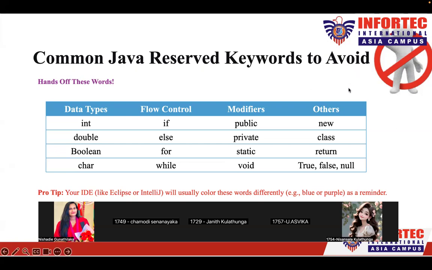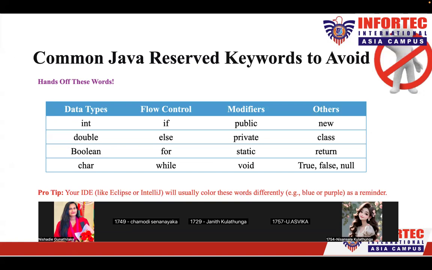And then some other words are there: new, when you create a new object. Then we have class, when you create a class. Return, true, false. Those words should be written in the same way that you can see on the screen. It's better to note this down somewhere, because if you incorrectly type a wrong word, it will definitely lead to an error.